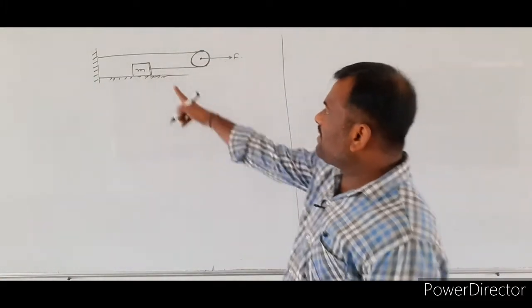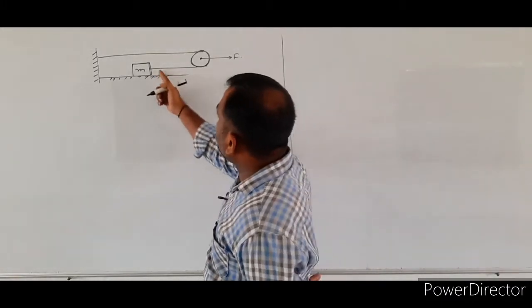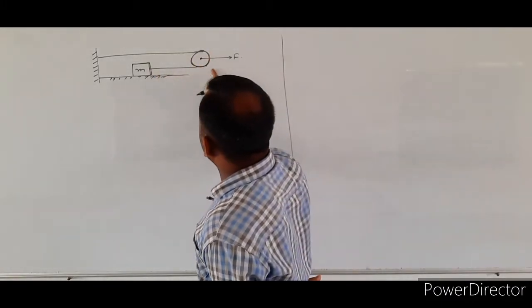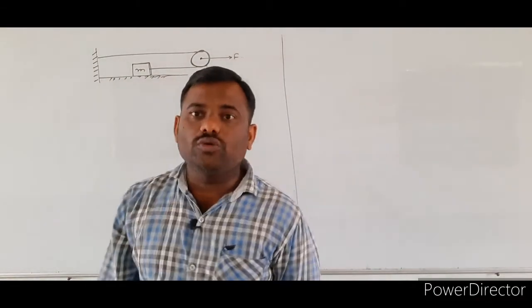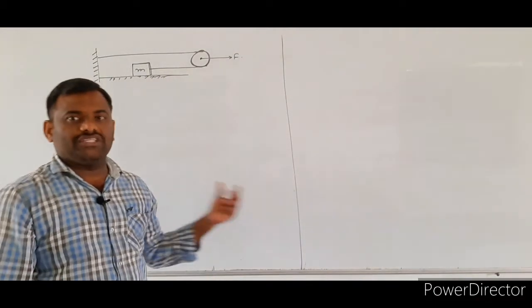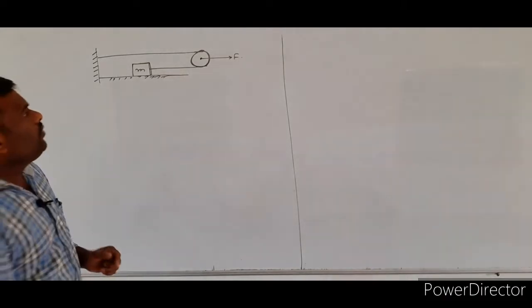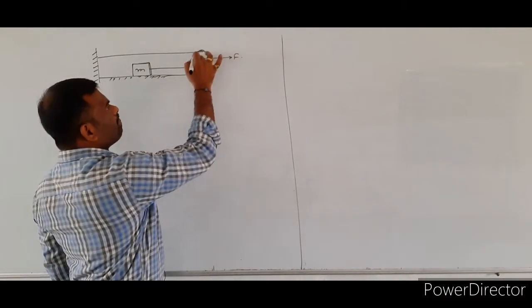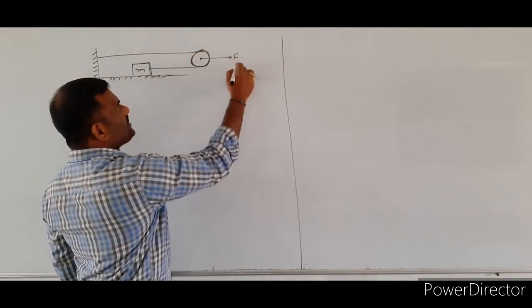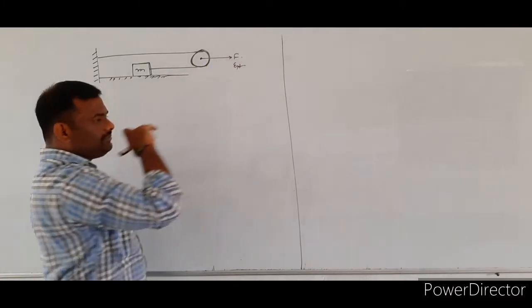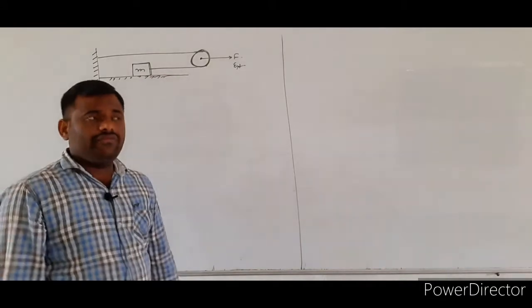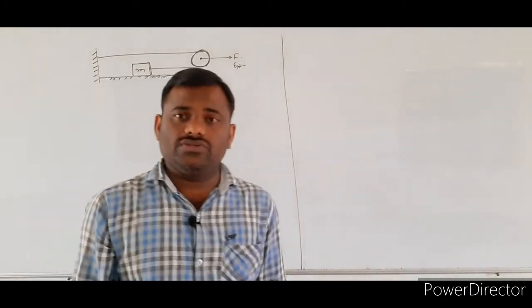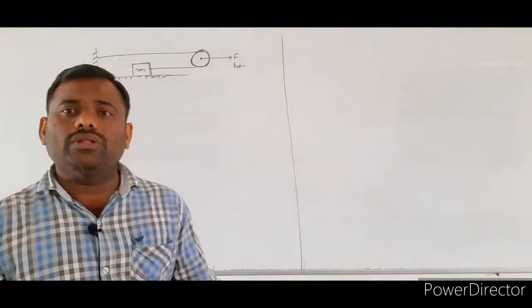This block of mass M is connected with the help of a light string which is passing over a smooth pulley. It's a very, very important application. So over the given pulley we are applying some external force. Whenever we apply some external force, the system will come into motion.